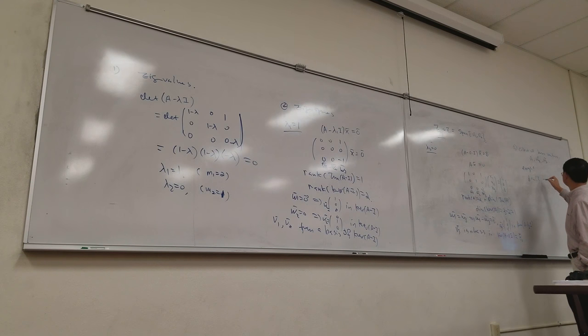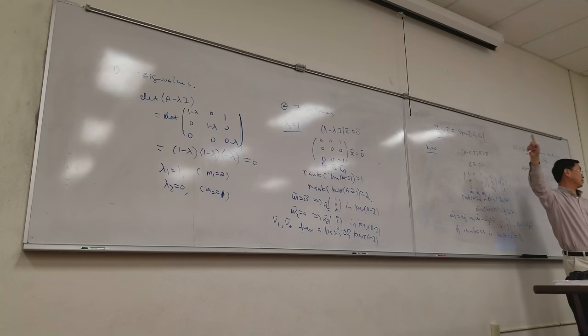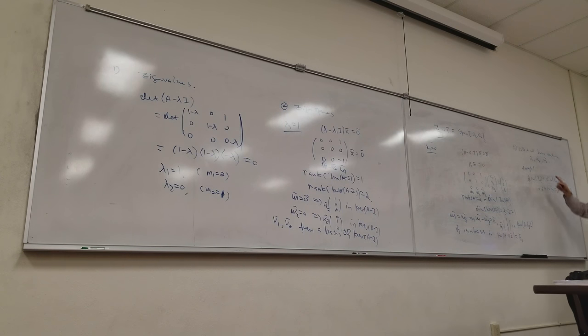Dimension of the eigenspace associated with eigenvalue 1 plus dimension of the eigenspace associated with eigenvalue 0 equals 2 plus 1 equals 3. So it equals n, the size. I just count: 1, 2, 3. 3 equals the size of the matrix A. Matrix A is 3 by 3. So therefore, there are enough basis vectors, and we can diagonalize.